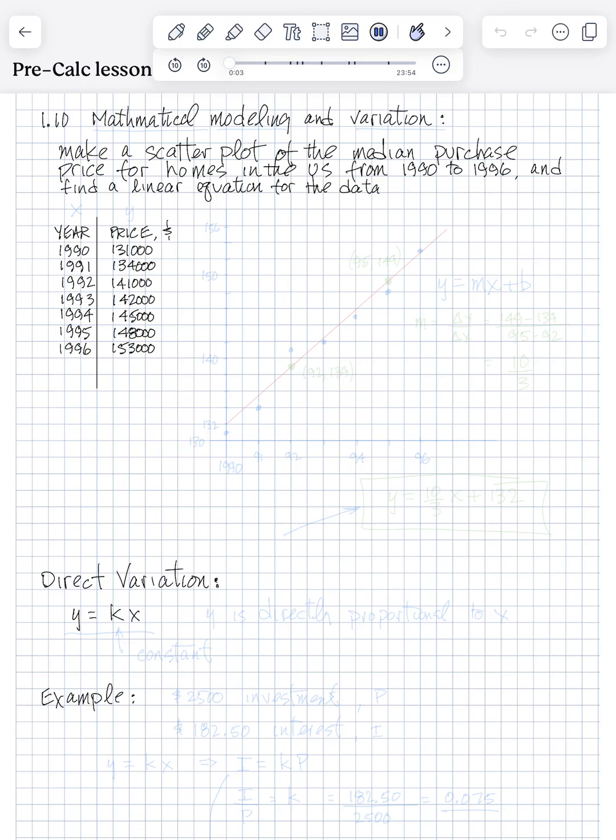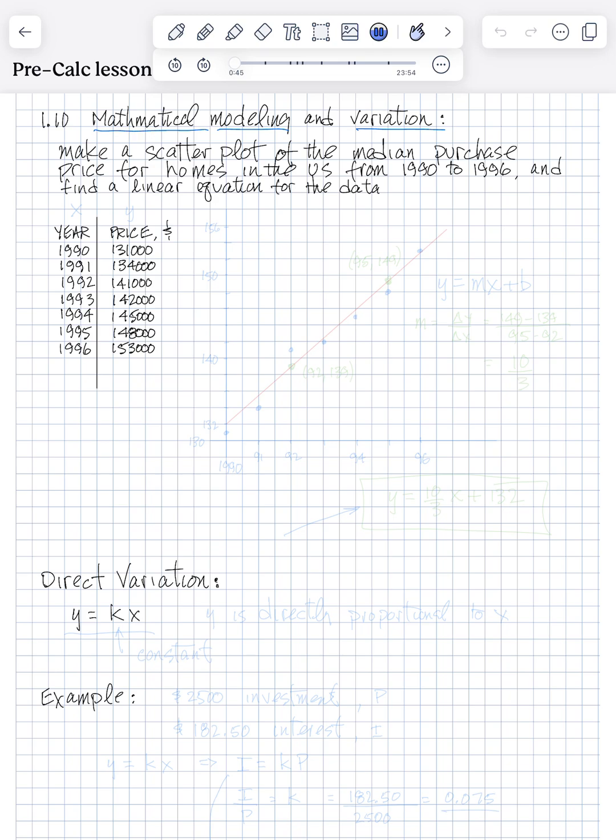1.10, the last lesson in this chapter. It's on mathematical modeling and variation. So we're given some data, and we want to make a scatter plot. The data is the median purchase price for homes in the U.S. from 1990 to 1996. We want to make a scatter plot of these data and draw a linear line through the data as best we can and come up with an equation for that line.